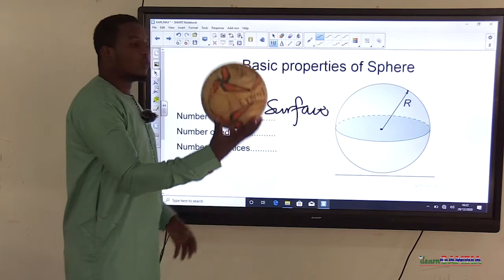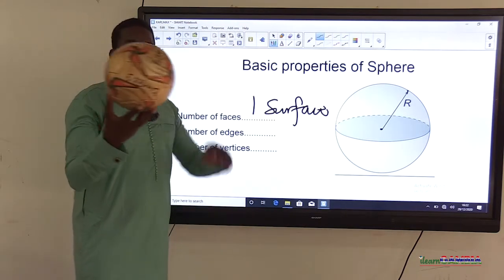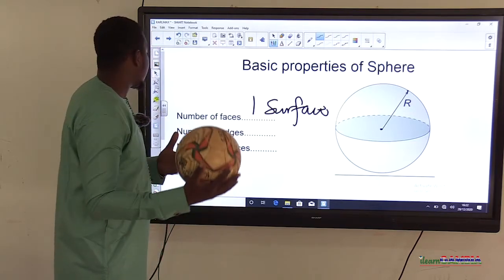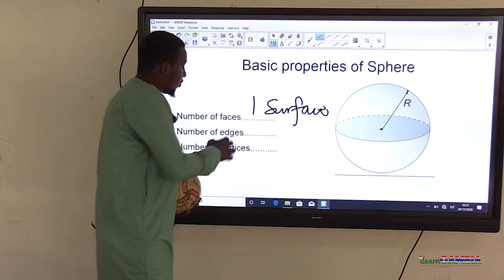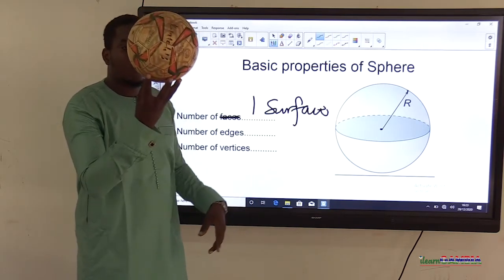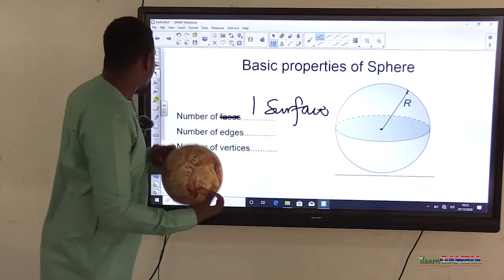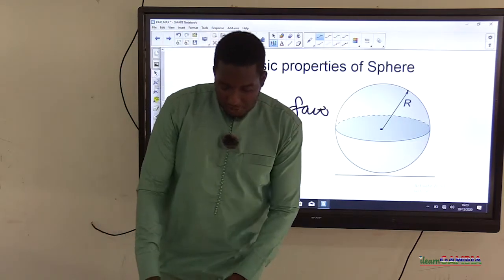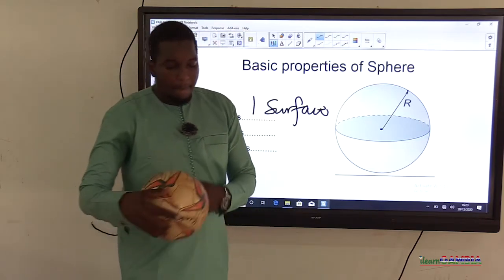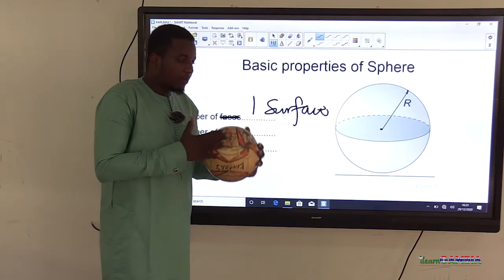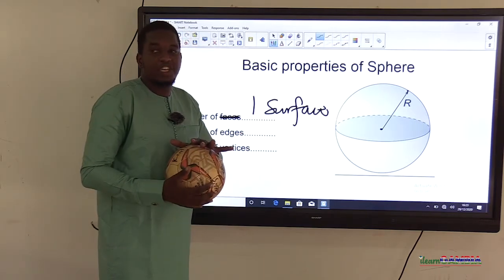Spheres have only one surface. So when we talk about faces on spheres, we only refer to it as a surface. From there, we look at edges. What is an edge? We say edges are where two or more faces meet. When two faces meet, they form an edge.